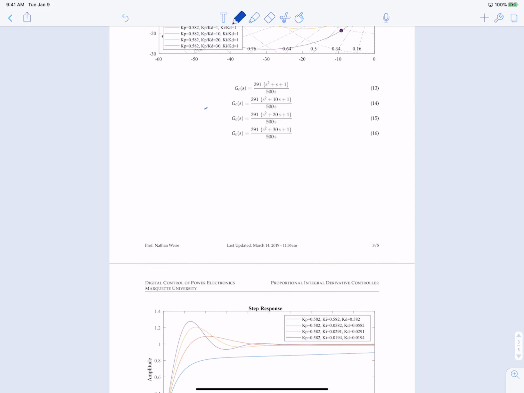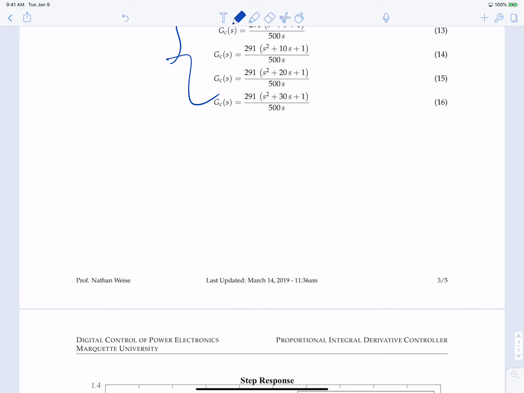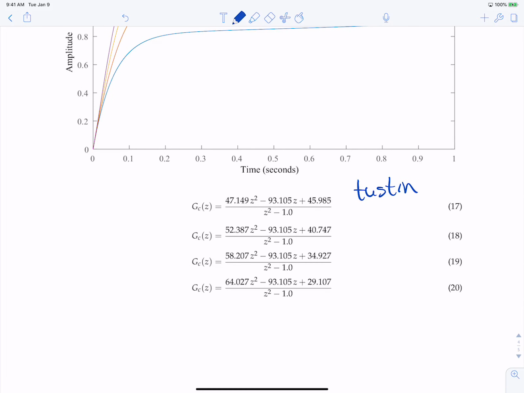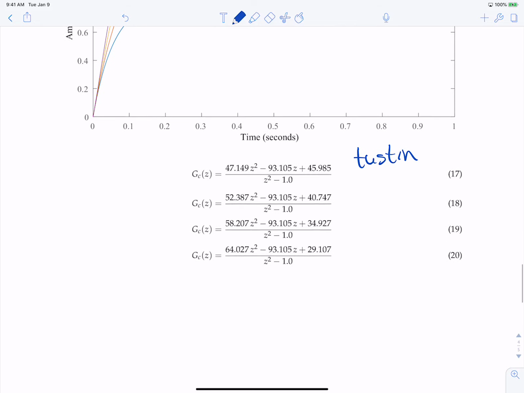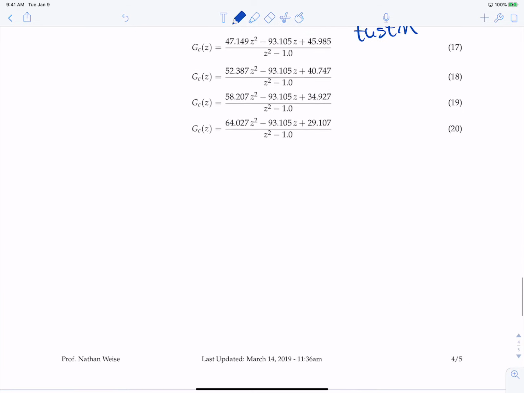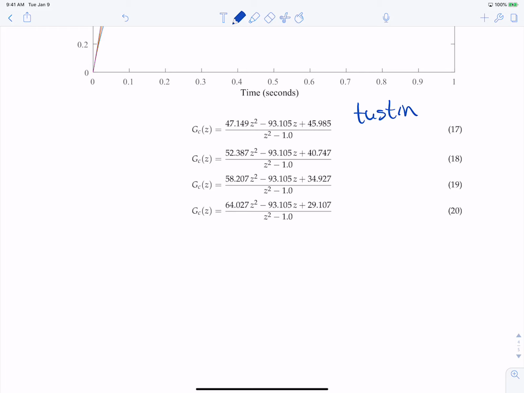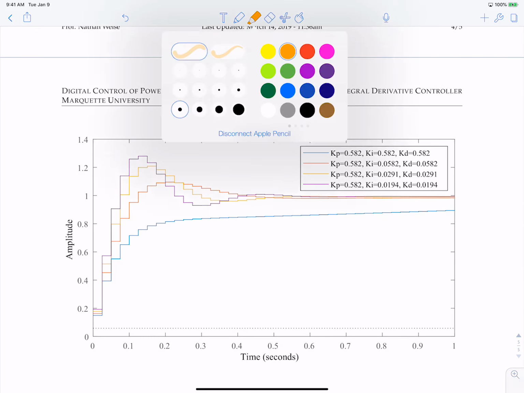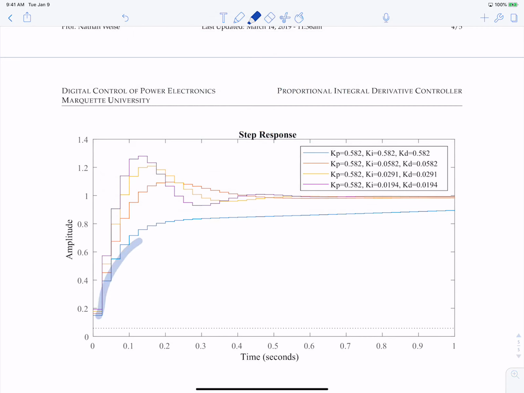Okay. Now, if we convert these to the z domain using the Tustin approximation, we can take these 4 controllers and convert them to their digital domain equivalents, and we'll get equations 17, 18, 19, and 20. Now we're just going to calculate the step response of these 4 and investigate them. If you take a look, these track very well with the continuous time response. Again, the blue one's way behind just because of where the poles were on this plot. And at least out of these 4, the red one is probably the best response.